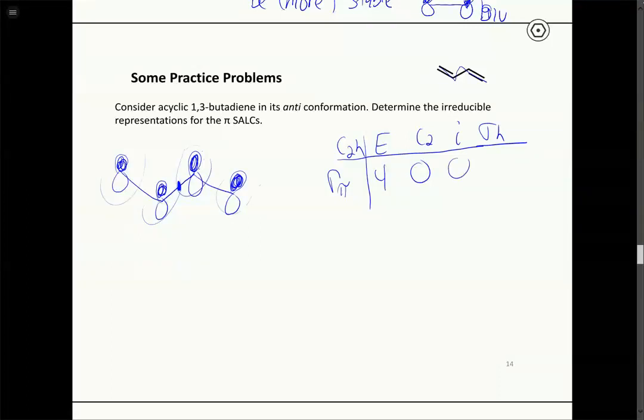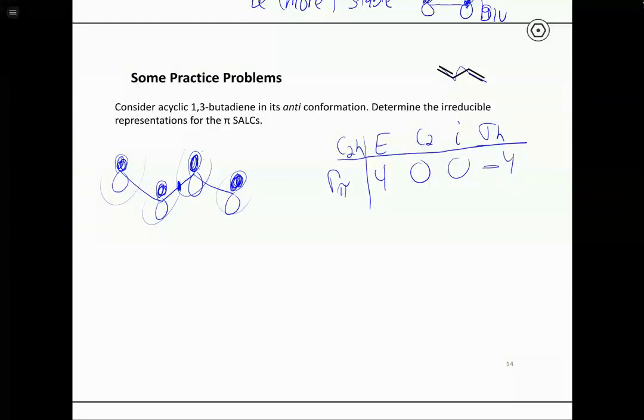Now sigma H is perpendicular to the plane of the molecule, perpendicular to the plane of the page, and that's going to invert the sign of every pi orbital. It's going to take the black and reflect it down to here, or the colored one, I guess, and reflect it down. So we get a -4 for sigma H, because each pi orbital stays in the same position, but changes its sign when we do a horizontal reflection.